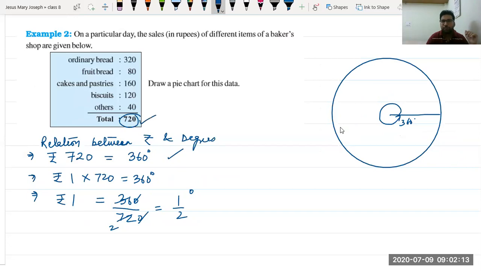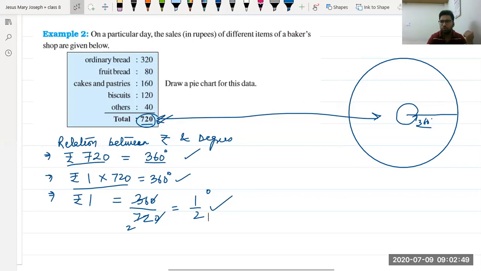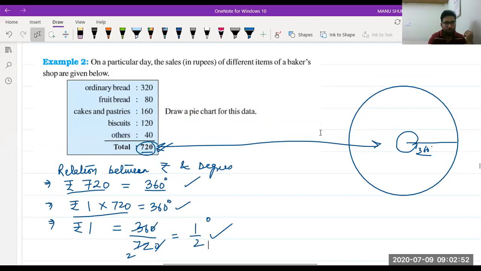I know total money received is 720. I know total angle is 360 degree. So we can equate these total things to find a relation between rupees and angle. To find the relation between rupees and angles, what I have done, I have said rupees 720 is same as 360 degree. After that, I have written it as 1 into 720 equal to 360, and this 720 came in division. I got this one. Aditya, I hope this is clear now.